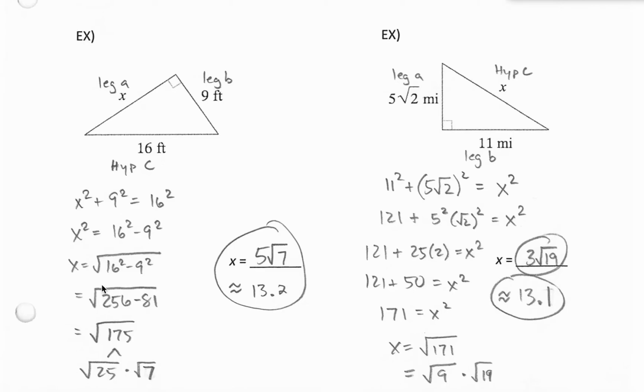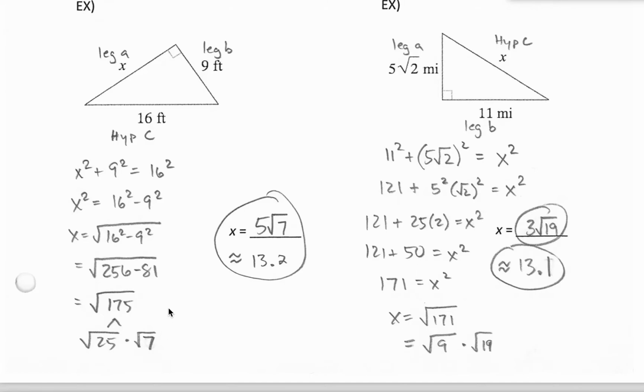All right, so 16 squared is 256. 9 squared is 81. The difference of those two numbers is 175. 175, if I square root it, is going to give me an irrational radical or an irrational decimal. So what I want to do is I want to factor it and simplify it and keep it in radical form. I can also use an approximated decimal form, but let's do both.